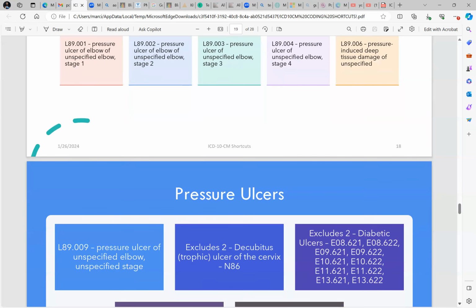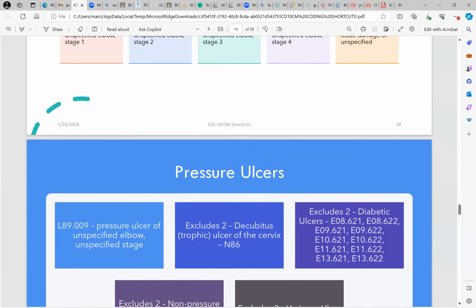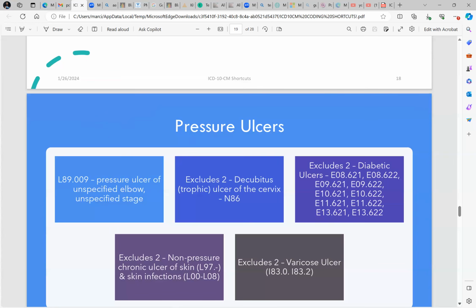And what you can do is you can just go through your L category and go through your L89, and you will see exactly what I'm talking about. There's going to be different anatomical sites. Pressure ulcers of the elbow, the hip, the left hip, the right hip, the buttocks, the elbow, just all different. L89 is where you're going to find it. There are also Excludes 2.